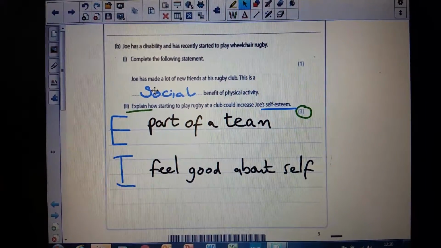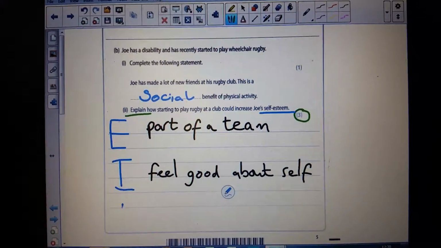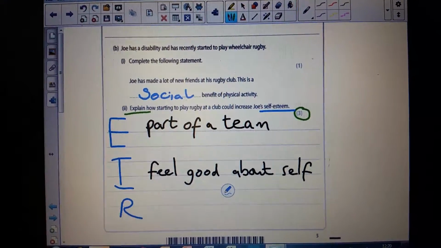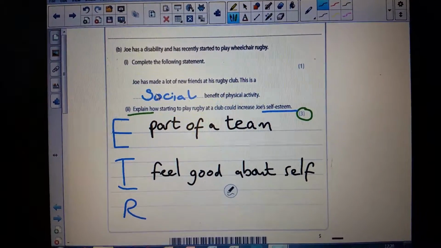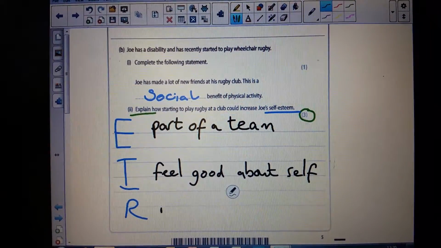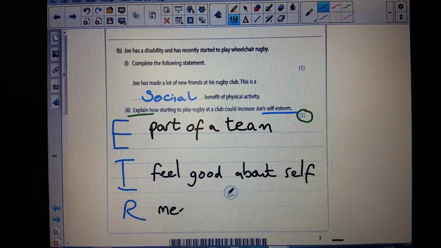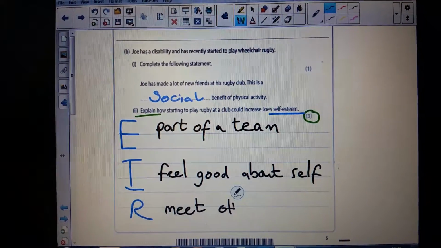Okay. And then I'm going to think about the third part of the question, which is the R part, the reason. And the reason I feel really good about myself, because I'm part of a team, is that I'm able to meet others. And again, there's lots of ways you can get 3 marks on this question, looking at the mark scheme.